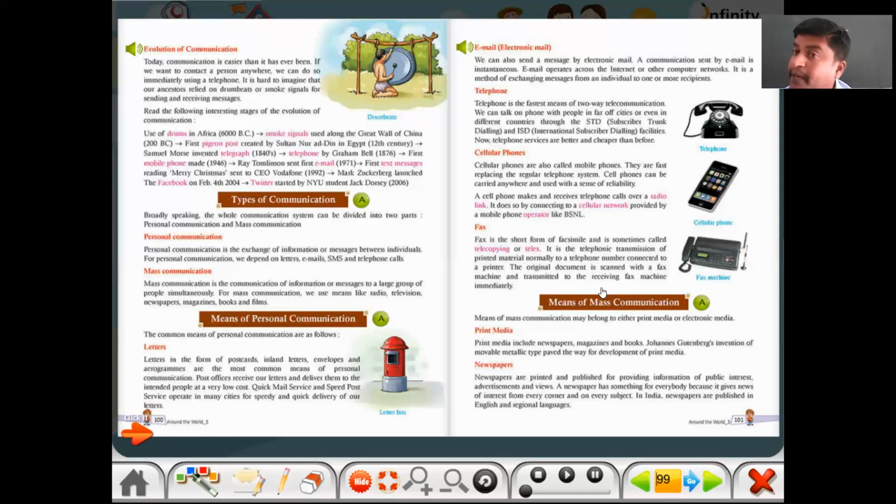Not only newspapers, dear students, but also magazines and books. As you all know, Johannes Gutenberg's invention of movable metallic type paved the way for the development of print media. He is the founding father of print media. Now, let us study the newspaper.